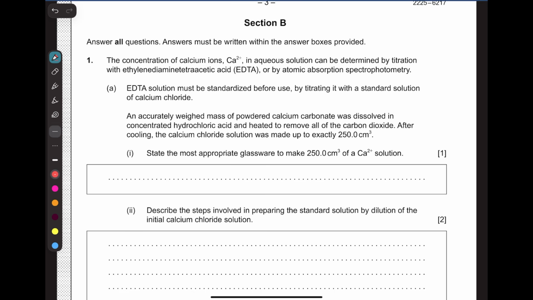So what they did here is they put calcium carbonate, CaCO3, with HCl. As a result, the products were CaCl2, H2O, and CO2. And they heated it strongly such that all of the CO2 got released from the water.